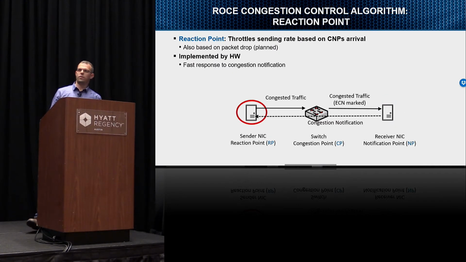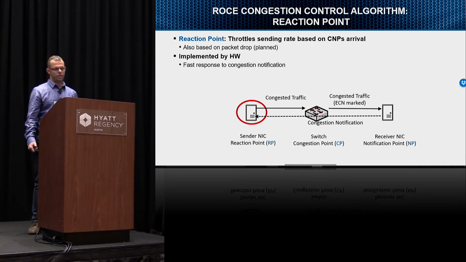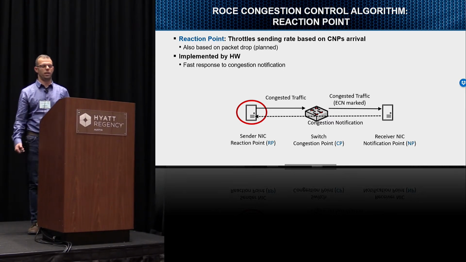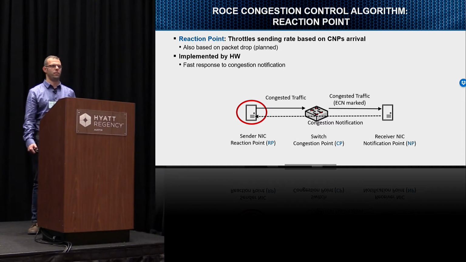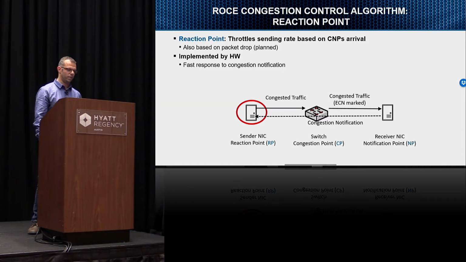So the reaction point, which is the NIC that's sending the congested traffic, simply receives the CNP packet and throttles the sending rate based on the rate of the arrivals of CNPs. There is some more complicated algorithm that I will not explain here, but it is documented, and most of it is based on the definition of QCN.